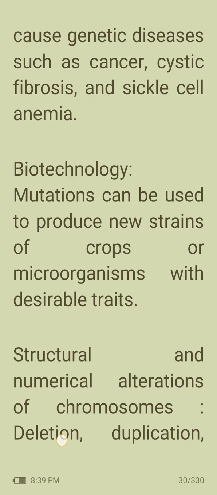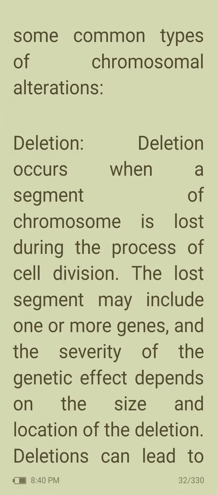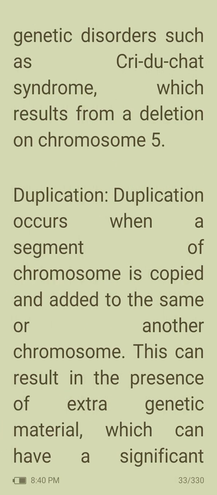Structural and numerical alterations of chromosomes: deletion, duplication, inversion, translocation, ploidy, and their genetic implications. Structural and numerical alterations of chromosomes can lead to significant genetic implications. Deletion. Deletion occurs when a segment of a chromosome is lost during the process of cell division. The lost segment may include one or more genes, and the severity of the genetic effect depends on the size and location of the deletion. Deletions can lead to genetic disorders such as Cri-du-Chat syndrome, which results from a deletion on chromosome 5.